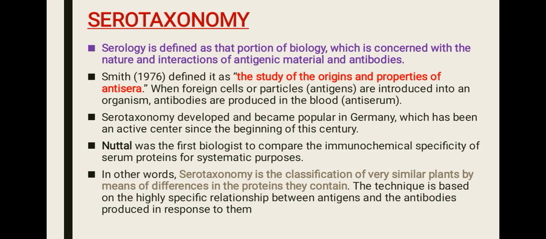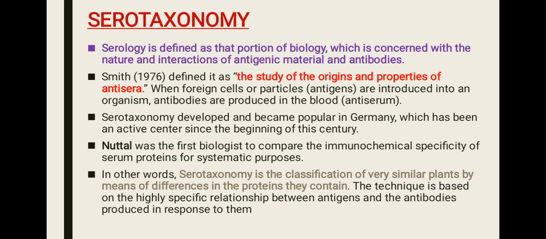Then serotaxonomy, the next topic. Serotaxonomy is defined as the portion of biology which is concerned with the nature and interaction of antigenic material and antibodies. Smith defined it as the study of the origins and properties of antisera. When foreign cells or particles or antigens are introduced into the organism, antibodies are produced in the body. Serotaxonomy developed and became popular in Germany, which has been an active center since the beginning of this century. Nuttall was the first biologist to compare the immunochemical specificity of serum proteins for systematic purposes.